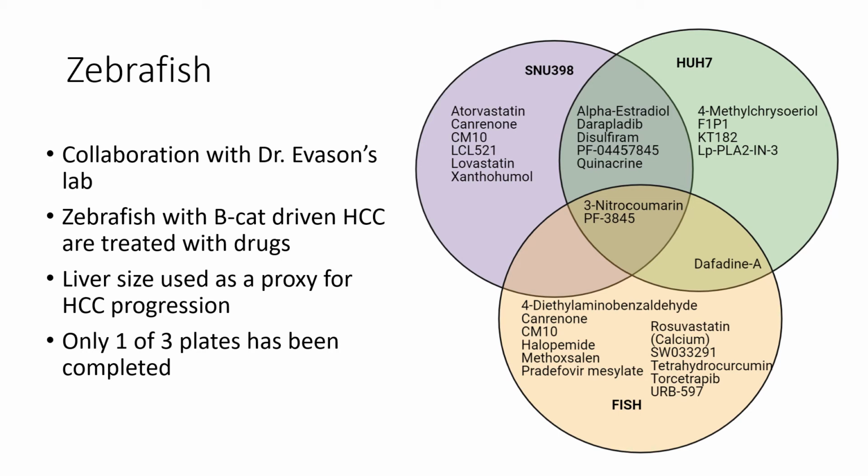Currently, only one of the 3 plates of drugs has been completed, but the Venn diagram on the right shows overlap of hit compounds from each of the 3 models used. Intersecting compounds, like 3-nitrocoumarin and PF3845, are of high interest to us because they are proven to be effective in vivo as well as in vitro.